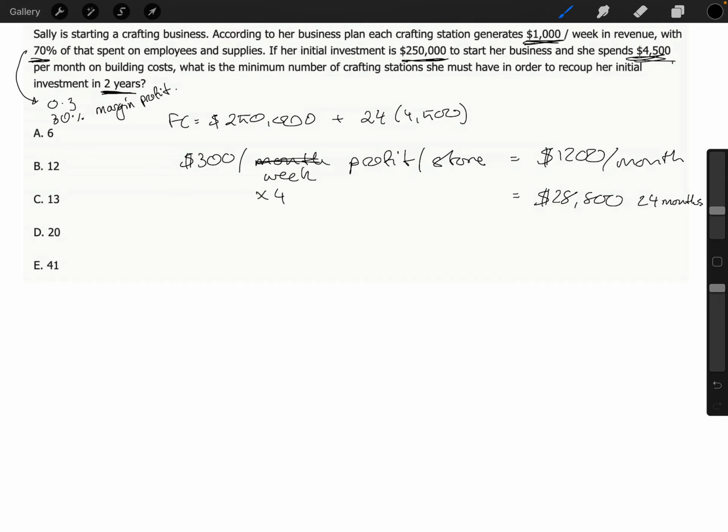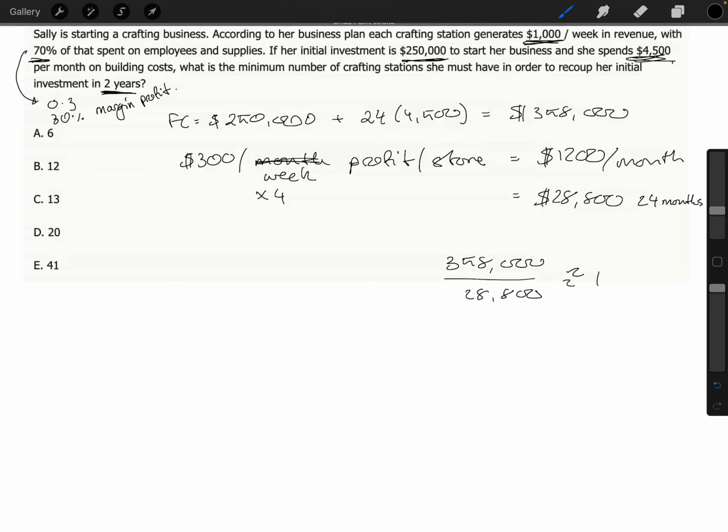Okay. So now essentially we just need to know how many stores are going to go into that big number of 250,000 plus our 24 loads of 4,500. That overall actually comes to 358,000, okay. So the sum that we're going to very quickly compute is 358,000 divided by 28,800, and we're going to say that that is roughly 12.5.